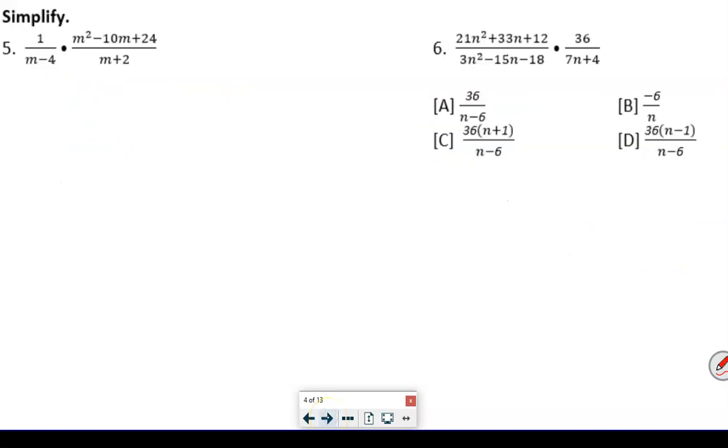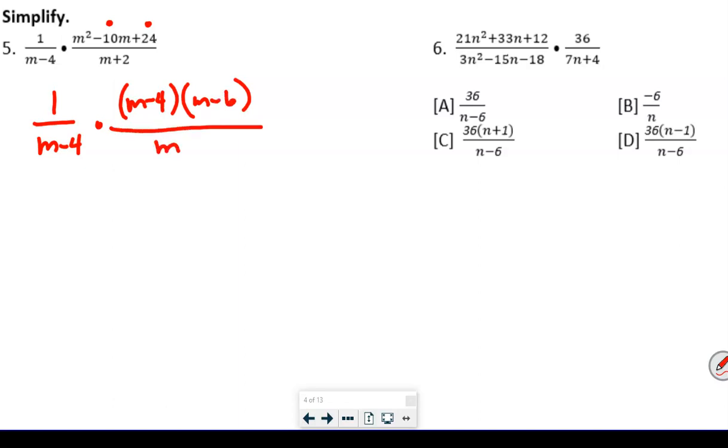All right, number 5 says simplify. So in this one, which is just multiplication, what we're going to do is, again, rewrite the problem, but we're going to go ahead and factor this numerator up here. So we have an m and an m, and again, we're asking ourselves, what are the factors of 24 that add up to be negative 10? So that would be minus 4 and minus 6, right? And then we got this m plus 2.